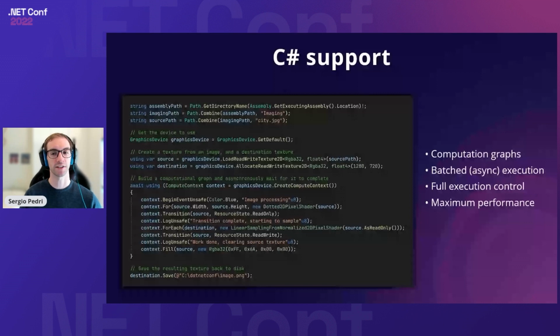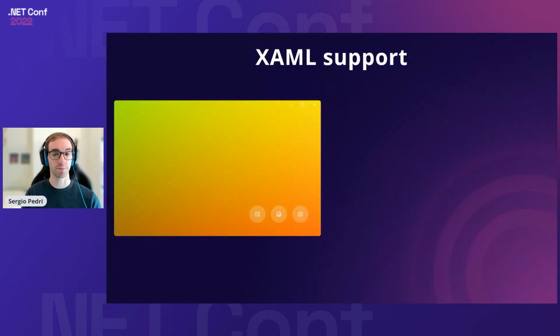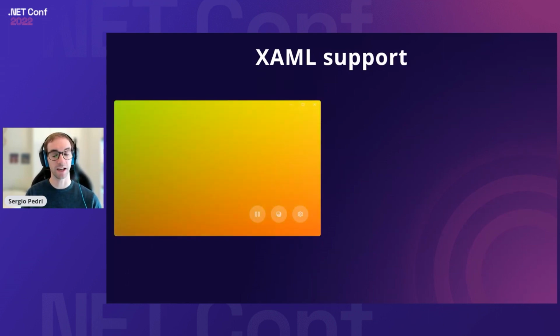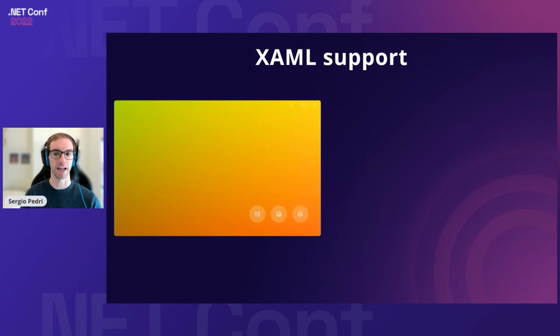Now, you might also ask, what about Xaml support? I mentioned how the UWP sample app is using ComputeSharp to render all of those shaders via the swap chain panel Xaml control. So let's look at what that actually looks like in practice. In this example, you can see the Hello World shader from earlier. This is what the animated color gradient I mentioned actually looks like when running in a real app.